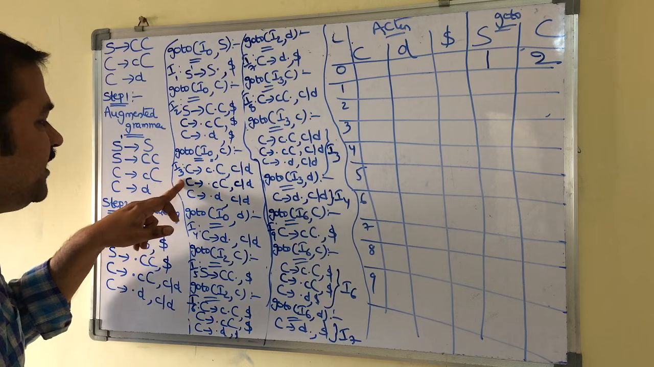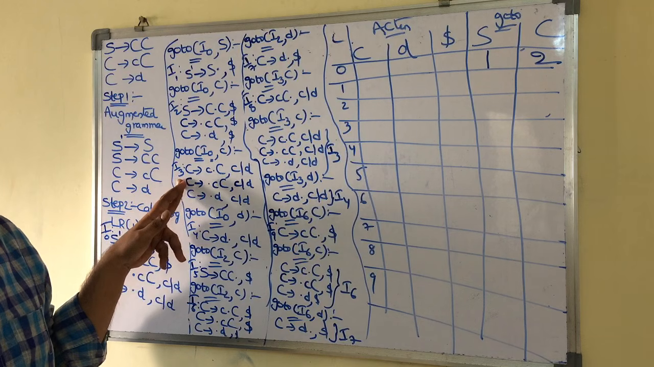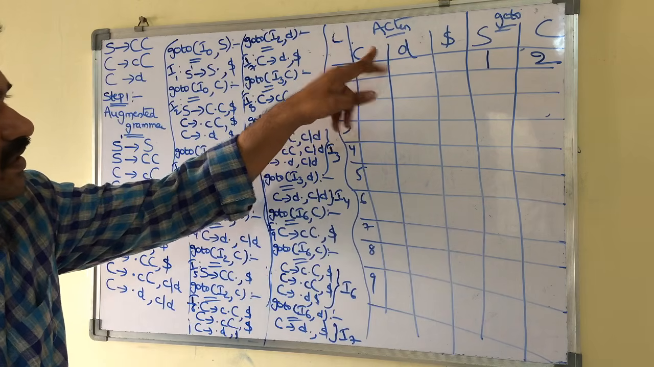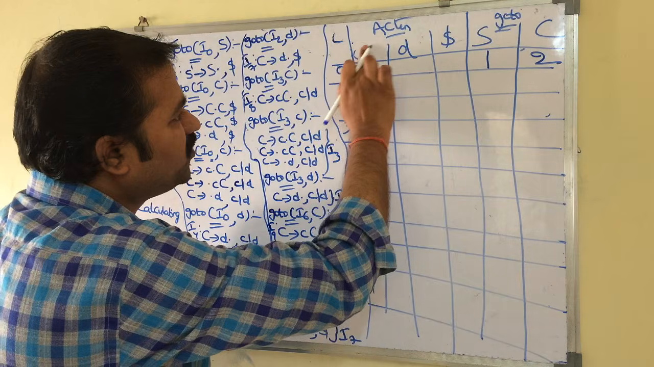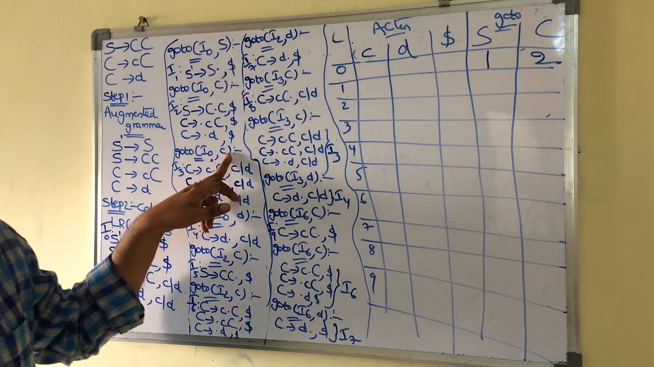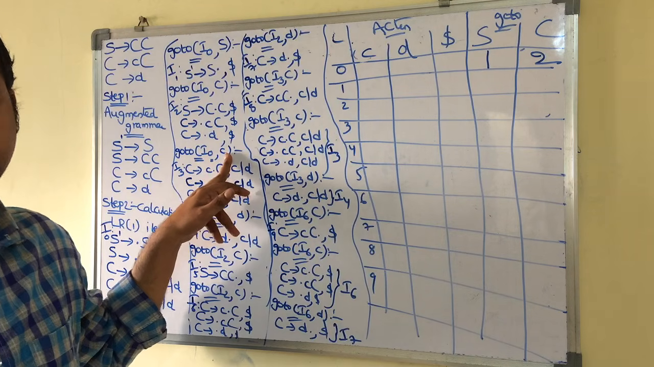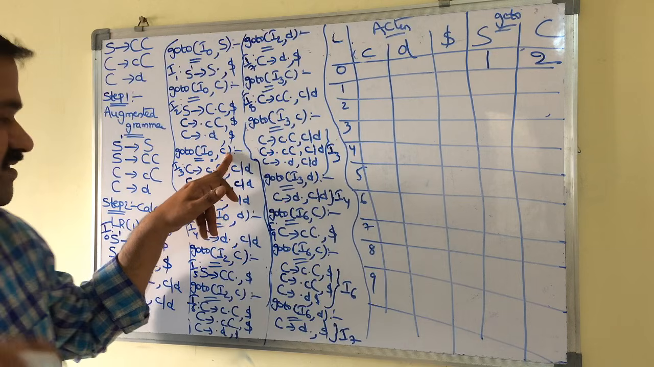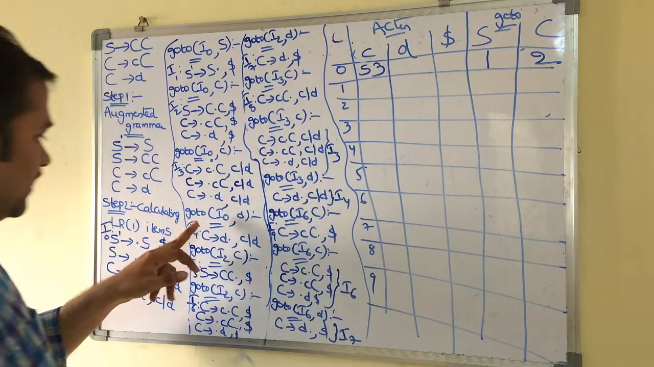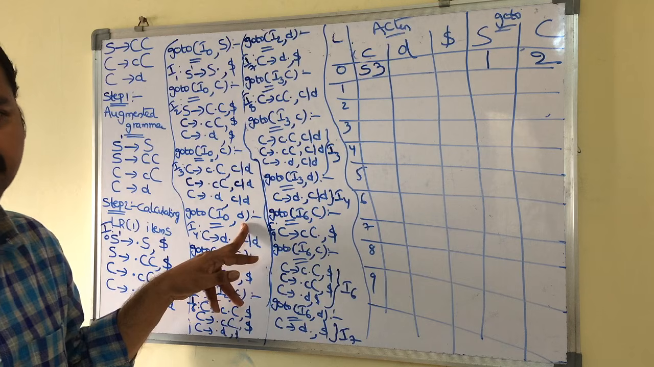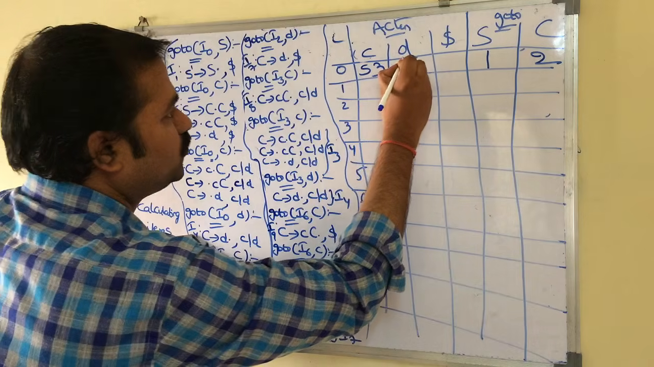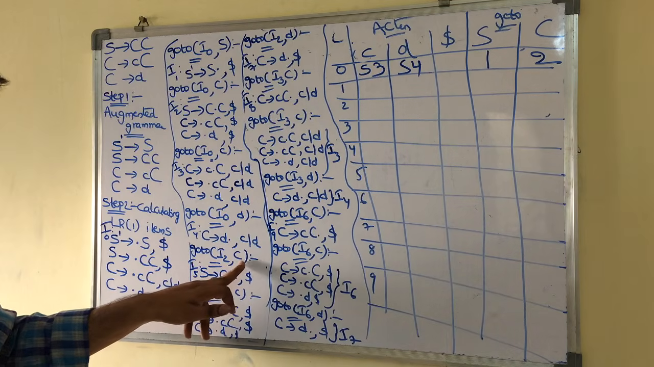Next one, 0 small c means 3. If it is a terminal symbol, then we have to perform shift operation. Here the terminal symbols are small c and small d. So whenever the input is a terminal symbol, then we have to perform shift operation. Shift operation is denoted with S. So 0 c means S3, where S denotes shift. Next 0 d. d is a terminal symbol, so we perform shift operation. So 0 d means S4.